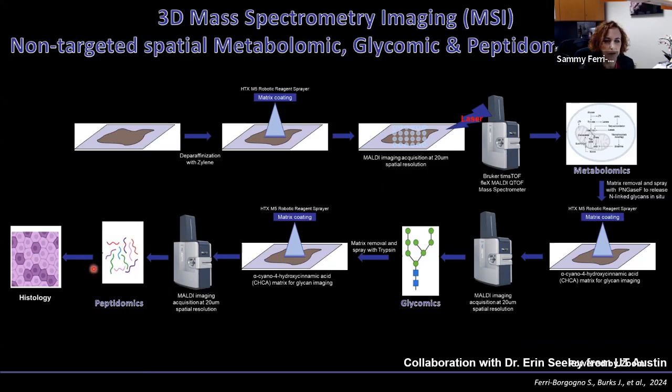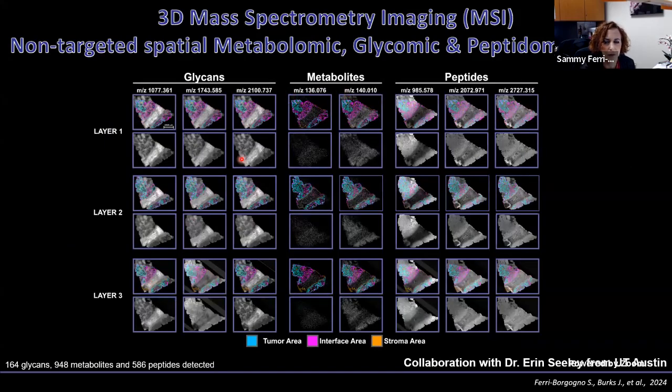And then at the end of all of these protocols, the tissue section was stained with H&E, and this allows us to align all of these images to the one from the Comet Lunaphore technology. So again, this is an overview of all the data we collected from each 3D layer of our study. We collected a total of 164 glycans, 948 metabolites, and 586 peptides.